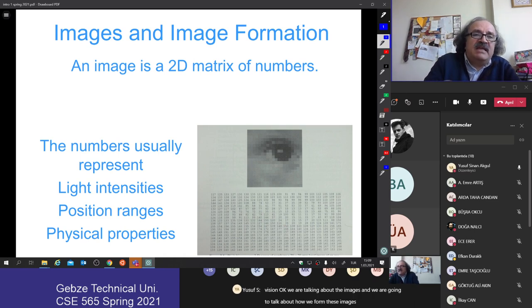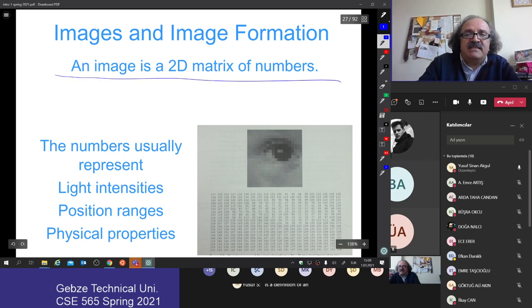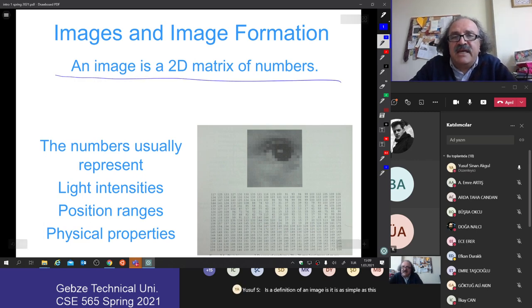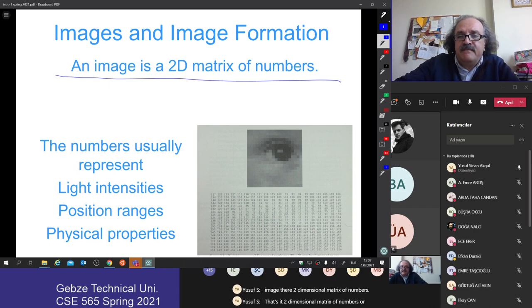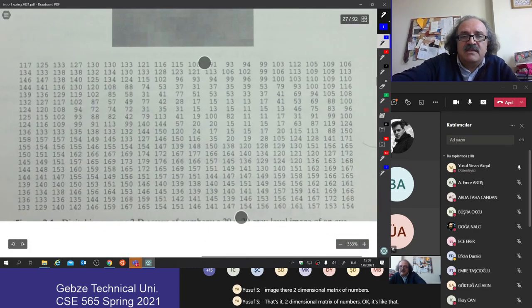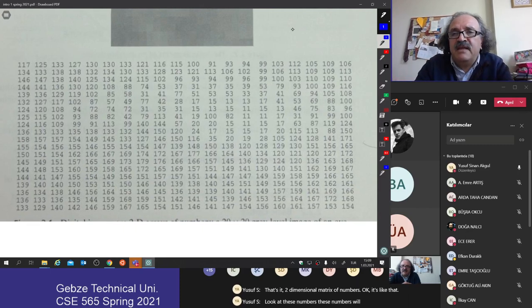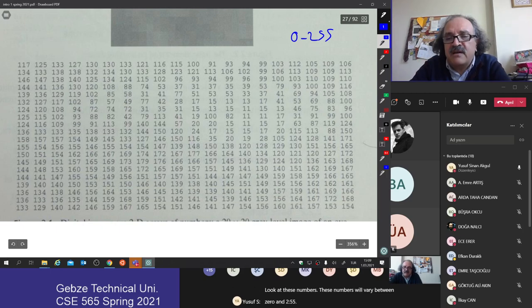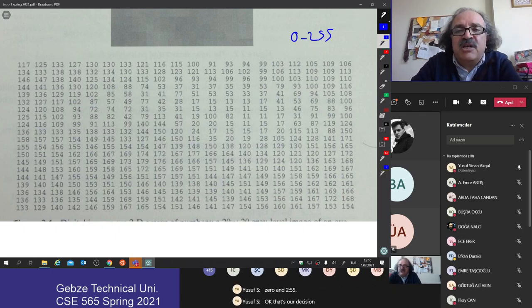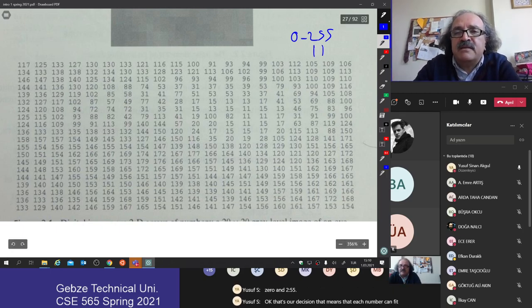This is a definition of an image. It is as simple as this. For us, an image is a two-dimensional matrix of numbers. That's it. Two-dimensional matrix of numbers. Look at these numbers. These numbers will vary between 0 and 255. That's our decision. That means that each number can fit into 1 byte.